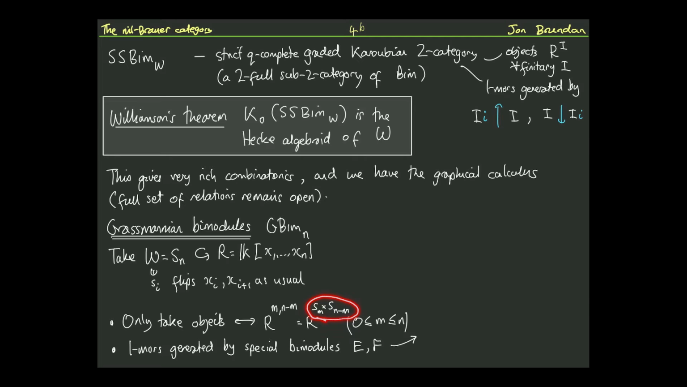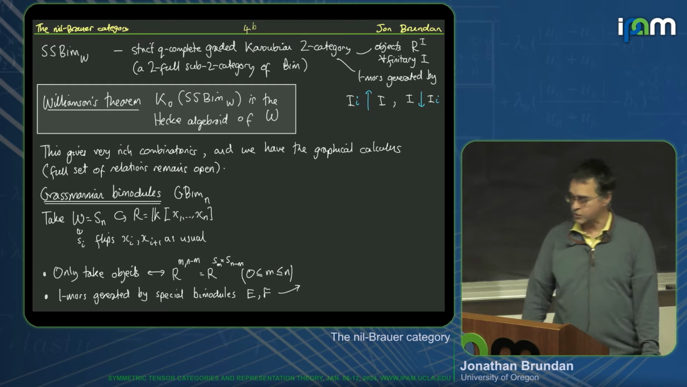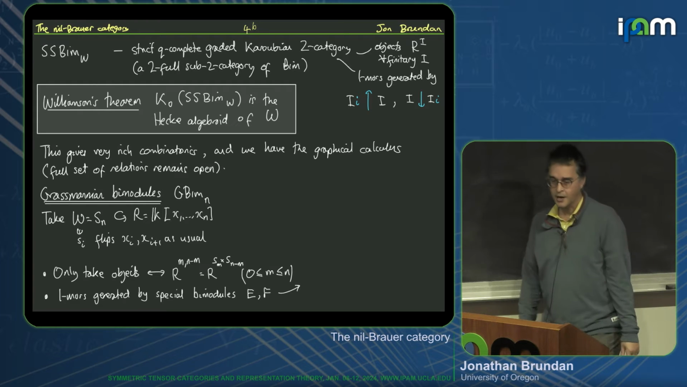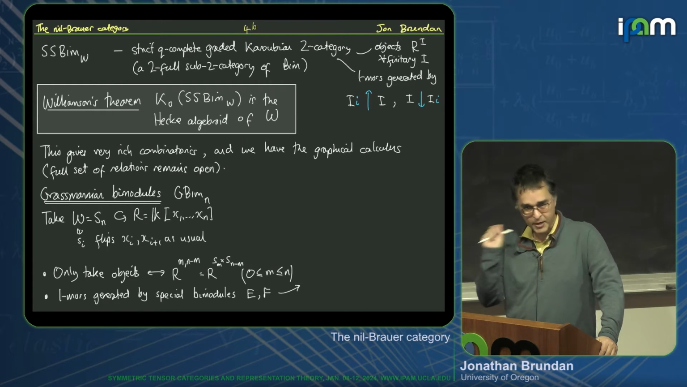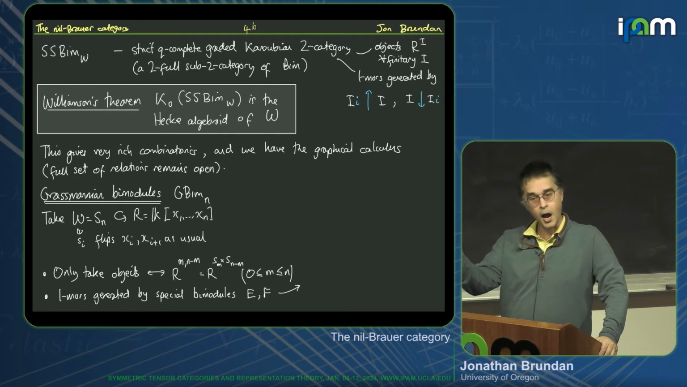So I think the notation is totally, everyone's on board with it. So m is between 0 and n here. So I'm only taking these objects. So this is going to be a sub-2 category of the full singular Soergel bimodules for this Coxeter group. And so those are the objects I'm taking. I'm also not taking all one morphisms. I'm only taking some special one morphisms, and I'm going to write down the particular inductions and restrictions that you need to get this Grassmannian bimodule category.